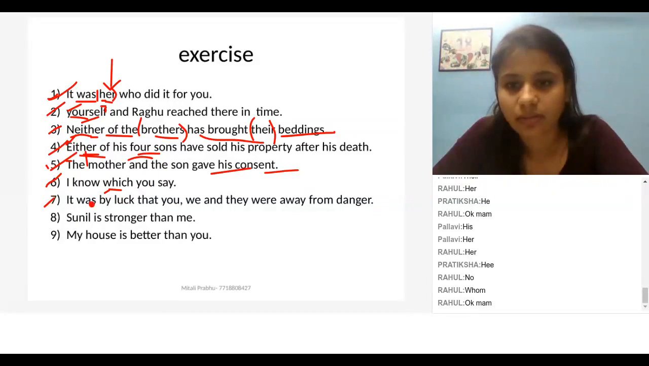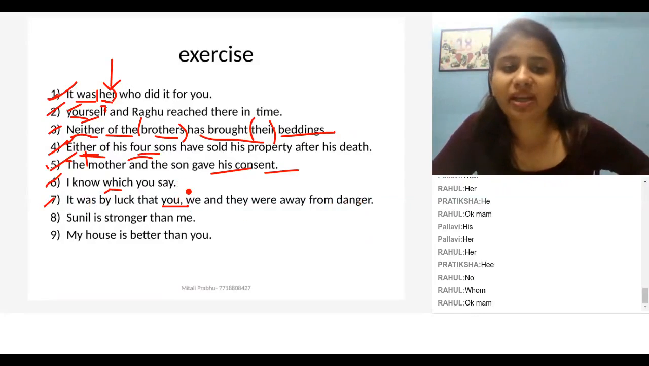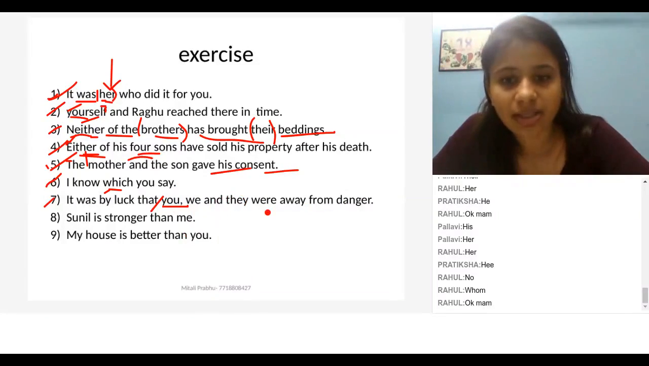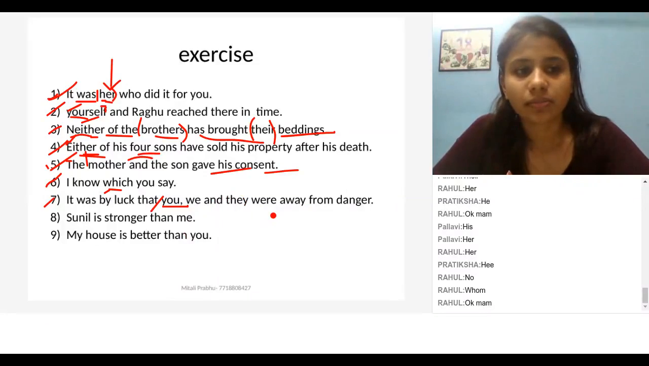Okay, seventh one. It was by luck that you, we, and they were away from danger. Now, again, two rules I gave you to arrange when you have multiple pronouns. Now, first find out if they are singular or plural. Are these singular or are these plural? At least tell me if they're singular or plural. Use your chat box.